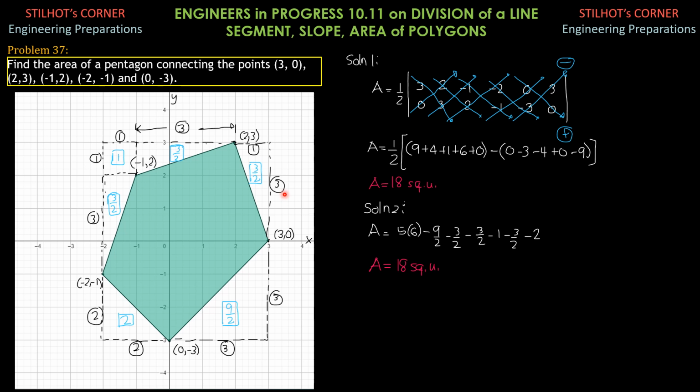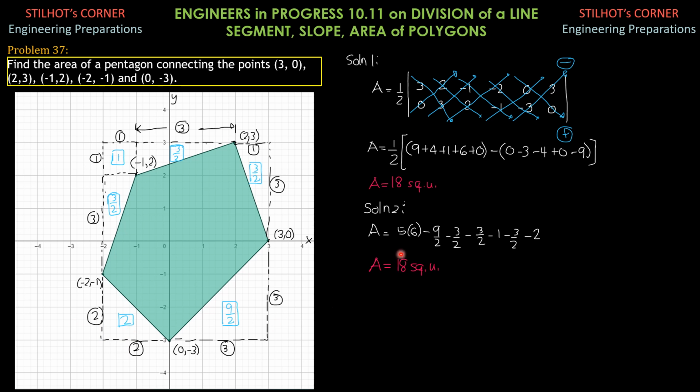So the area of this triangle is 1/2 of 3 times 3, so 9 halves. 1/2 of 3 times 1, 3 halves. 1/2 of 3 times 1, 3 halves. 1 times 1 square, 1. 1/2 of 1 times 3, 3 halves. Then 1/2 of 2 times 2, 2 square units.